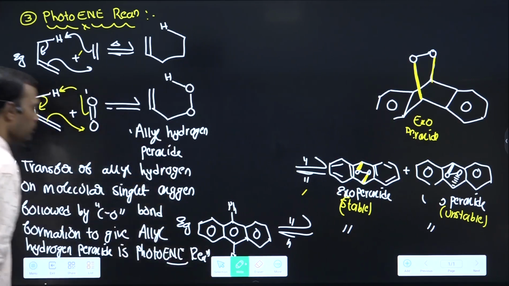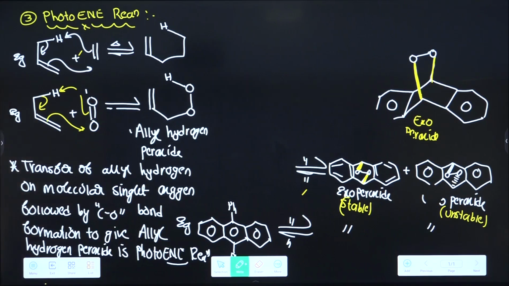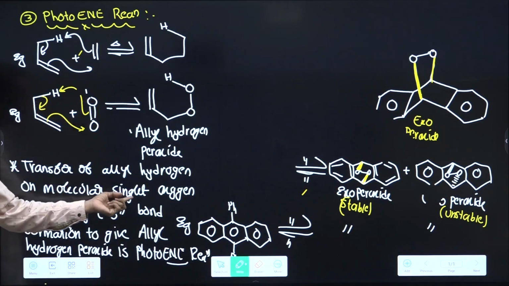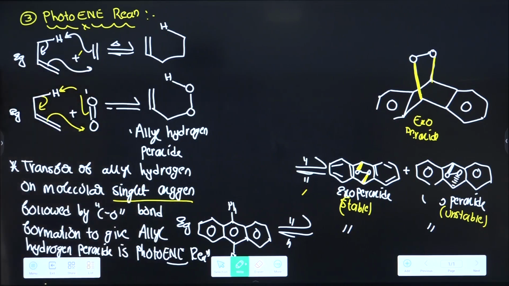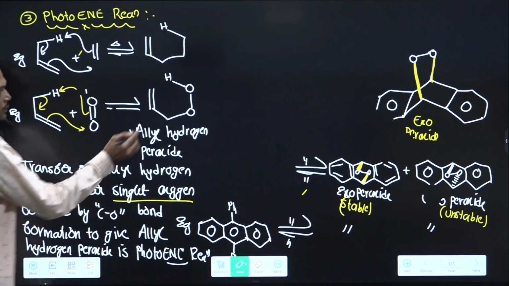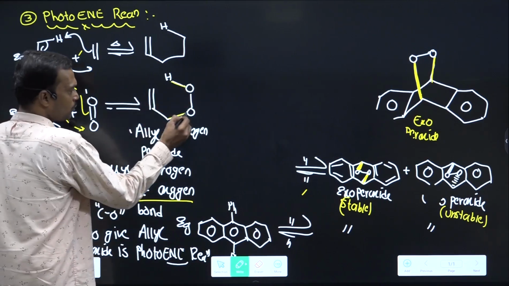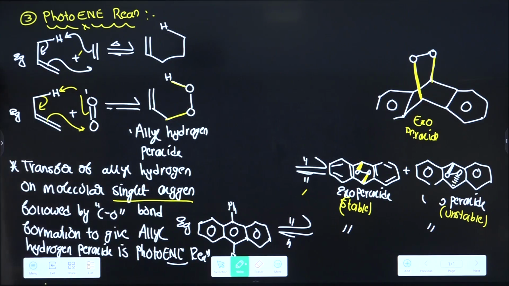The normal ene reaction is thermally preferred, this is photochemically preferred, but photochemically it is not an excellent reaction. If they give photochemical, first convert triplet to singlet, then singlet will participate. Transfer of allyl hydrogen to molecular oxygen, then that is molecular singlet or triplet? Singlet oxygen. Then followed by CO bond formation. Transfer of this hydrogen followed by CO bond formation to give allyl hydrogen peroxide.